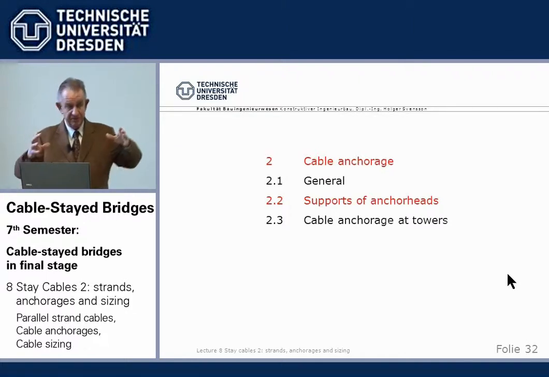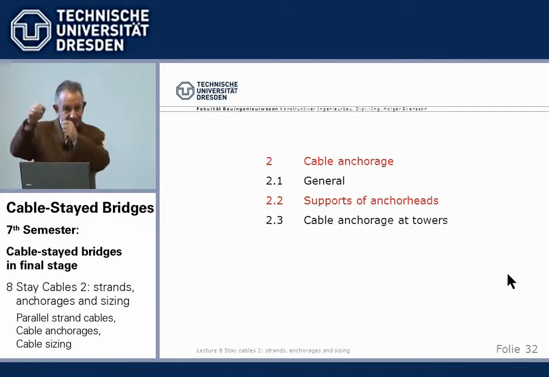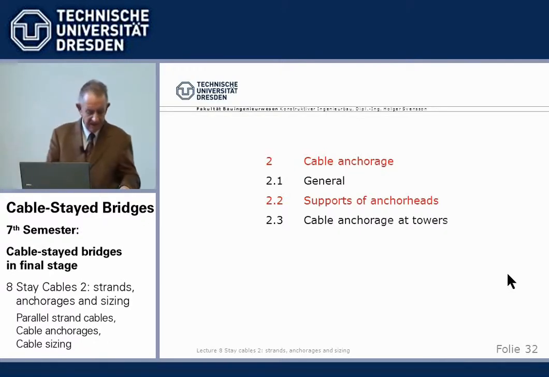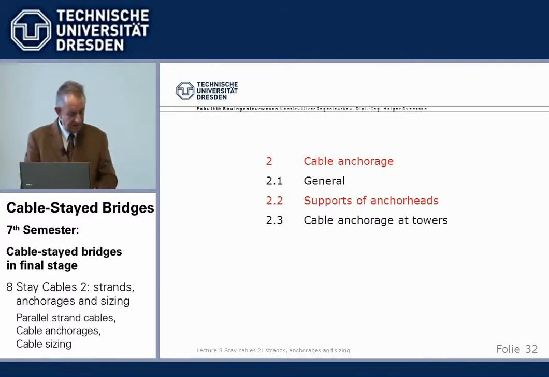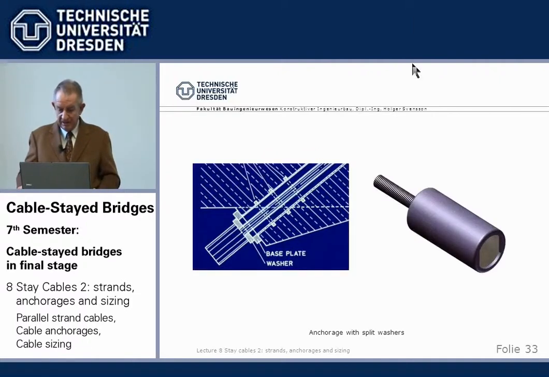Now, this was the anchorage basically of the stay cables to tower and beam, so to say, overall. Now, how do we prevent the anchor head from slipping through? I want to go into some detail. There we have to look into the different types of anchor head shapes.